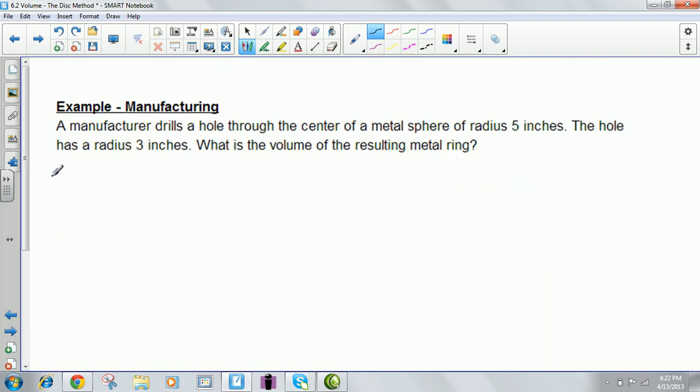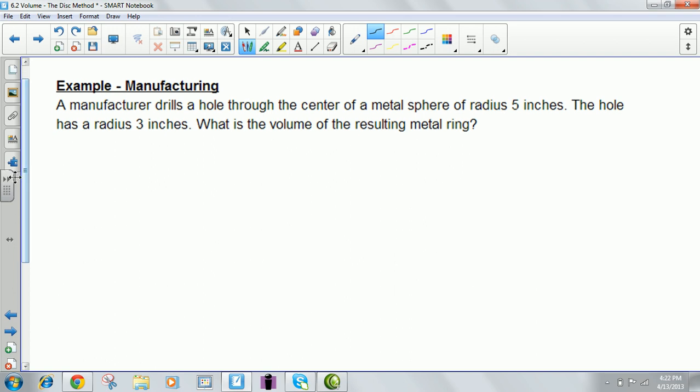Next one. Okay, so this is very similar to one we already did, where you're taking a sphere and drilling a hole through it. It might be a little different, but you want to drill a hole through the center of a metal sphere. The sphere has a radius of 5 inches. The hole has a radius of 3 inches. What is the volume of the resulting metal ring?